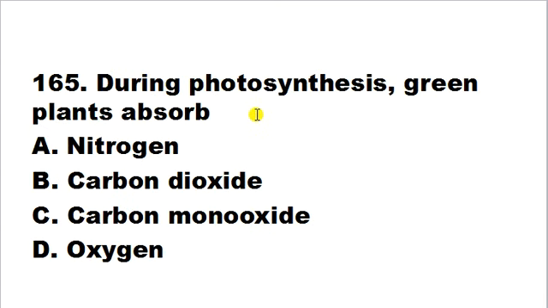During photosynthesis, green plants absorb nitrogen, carbon dioxide, carbon monoxide, oxygen. So during the photosynthesis process, green plants absorb carbon dioxide from the atmosphere. It is the gas carbon dioxide which is absorbed by all plants for the process of photosynthesis, by which they can make their own food. So this is the process known as photosynthesis, in which the plant absorbs carbon dioxide gas and releases oxygen.